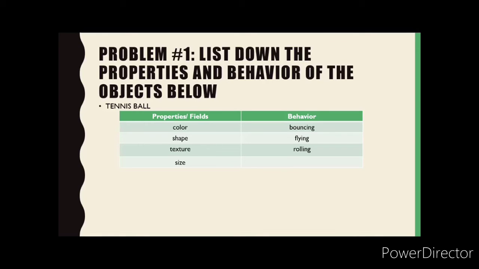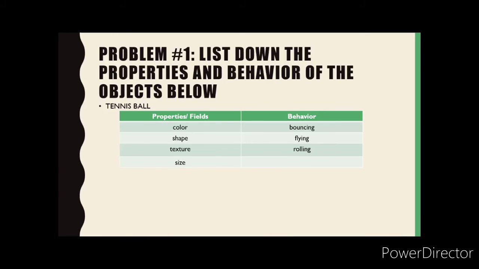Okay, so we cannot use them because these are the value of a certain property. I do hope, guys, you can differentiate when we say properties and the value of the properties. So that is how we write or determine the properties or fields of a certain object.